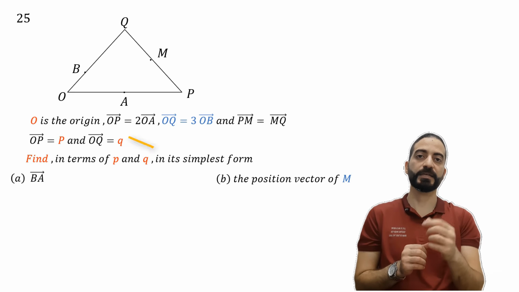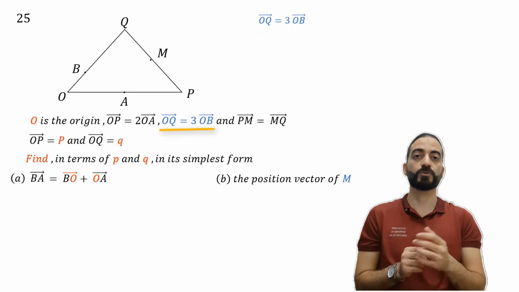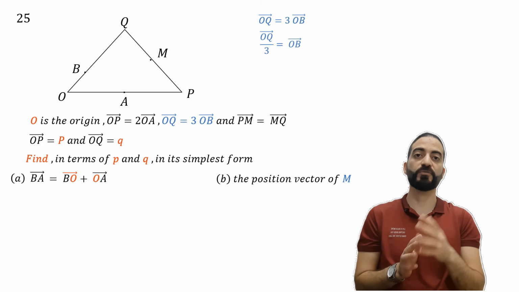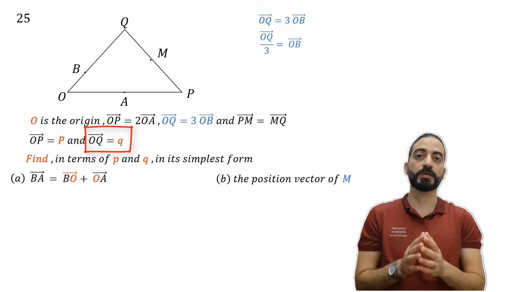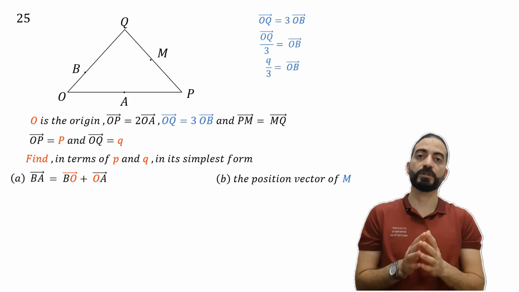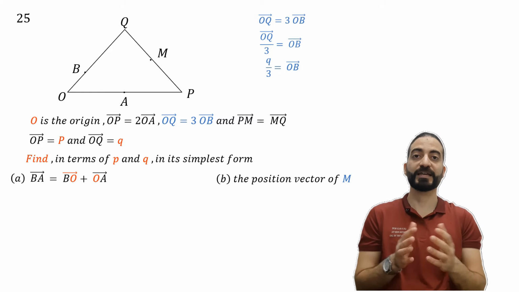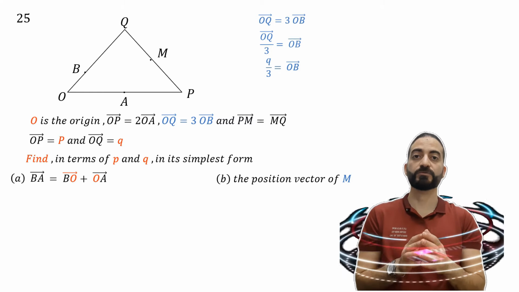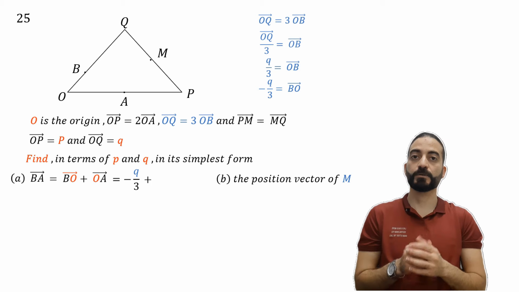Part A, vector BA equals vector BO plus vector OA. Here we have OQ equals 3OB. This means vector OB equals vector OQ over 3. Since vector OQ equals q, in place of vector OQ we can put q. But we want BO, and here we have vector OB. Instead of vector OB, we can put vector BO, but we must also put a minus. In this way, we get the answer for BO.